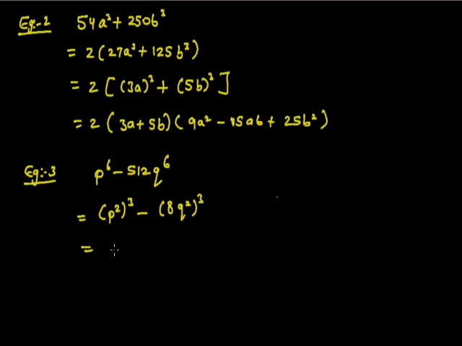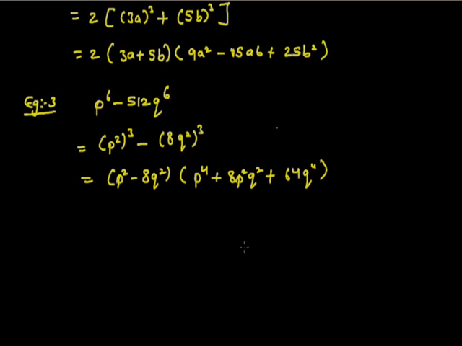So now we have converted it into the form of a cube minus b cube, and now we can use the identity: a minus b, that is p square minus 8q square, into a square, that is p square whole square, so it will become p4, plus ab, that is 8 p square q square, and plus b square, that is 8q square whole square, that is 64q4. So now we have done the factorization of this by converting it into the form of a cube minus b cube.